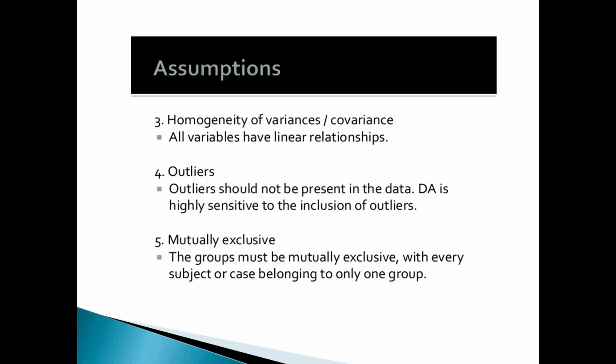All variables should have a linear relationship. It means the variance among different groups should be similar. And obviously outliers should not be present in the data. Discriminant analysis is highly sensitive to the inclusion of outliers because misclassification may occur, so it is highly affected by that. First we have to clean the data for outliers and extreme observations.